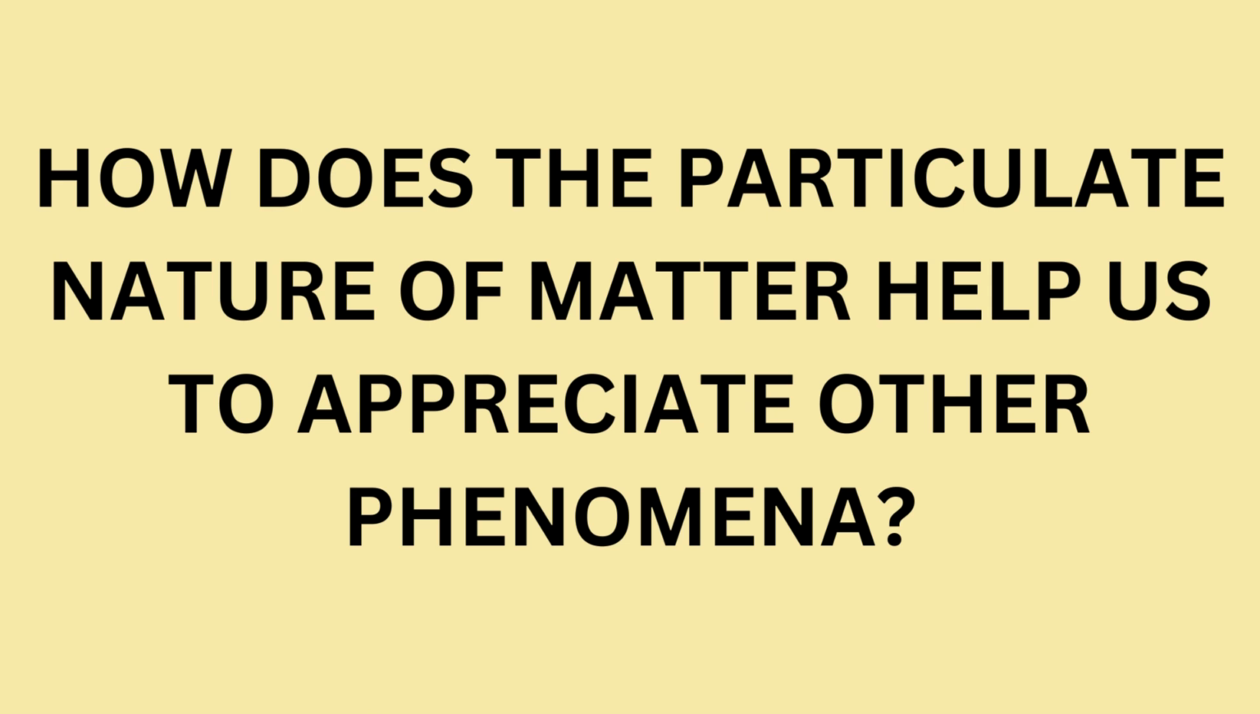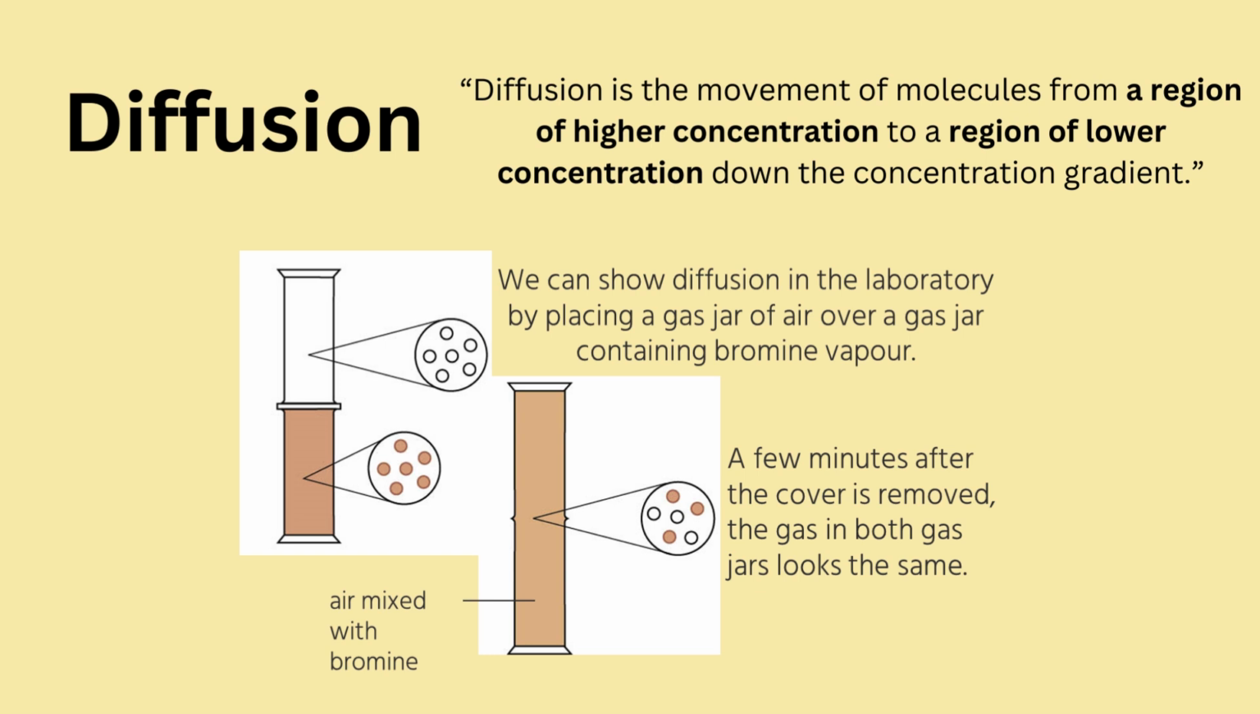Finally, we want to discuss how the particulate nature of matter helps us appreciate other phenomena such as diffusion. Diffusion is the movement of molecules from a region of higher concentration to a region of lower concentration down the concentration gradient. We can show diffusion in the laboratory by placing a gas jar of air over a gas jar containing bromine vapor. A few minutes after the cover is removed, the gas in both gas jars looks the same. Diffusion also takes place in liquids, but at a slower speed.